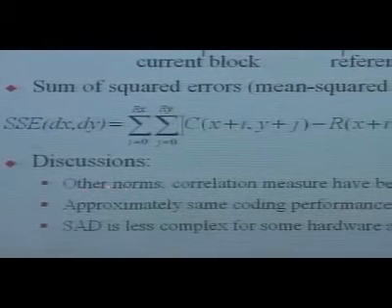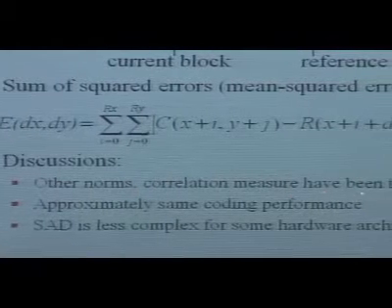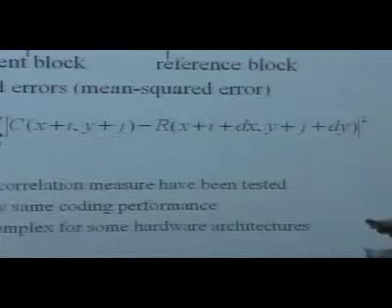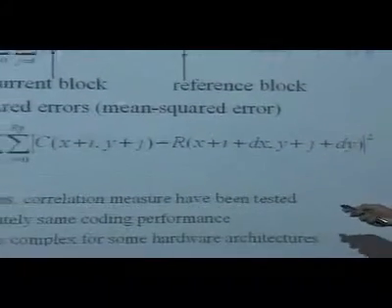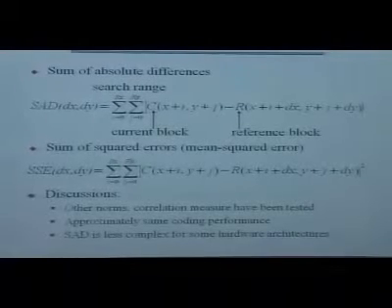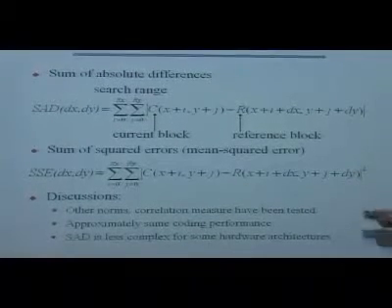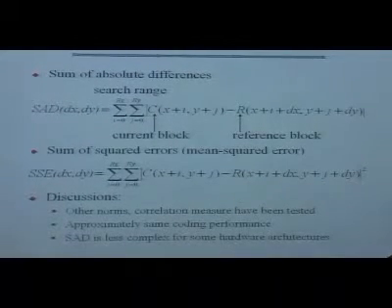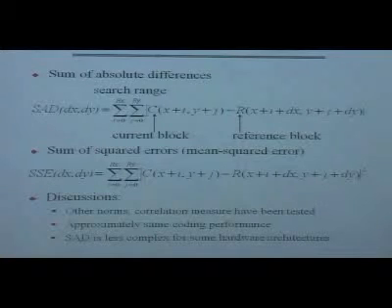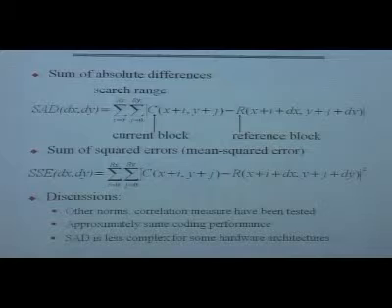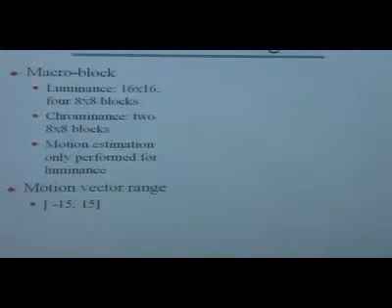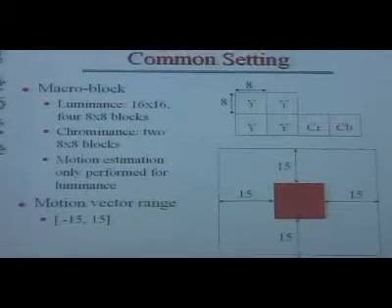Now, people have tried other norms and other correlation measures, but roughly nothing really outperformed this simple SAD by a significant margin. So we start with this. It has approximately the same coding performance, and it is typically the least complex out of everything that people tried. It's a very simple procedure. Sum up the differences.